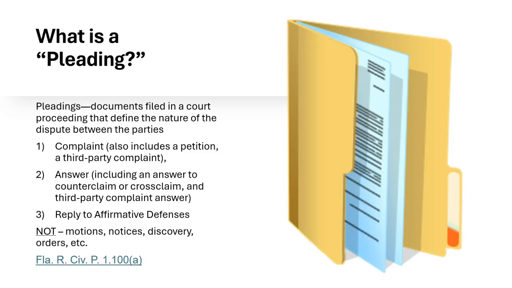An answer is also considered a pleading, and that includes an answer to a complaint or an answer to a counterclaim or cross-claim, and a third-party complaint answer. An answer of any of those types is a pleading. And when there are affirmative defenses included in a defendant's answer, then a reply needs to be made, and that reply to affirmative defenses is also called a pleading.